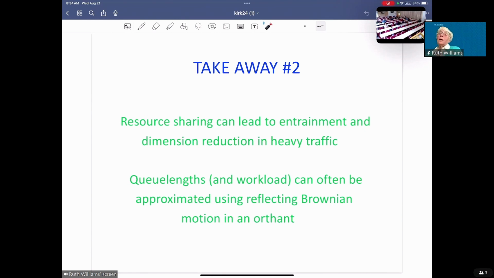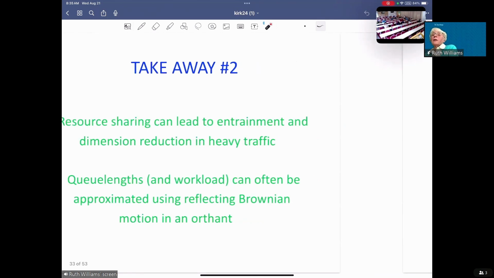But before I do that, what are the things you perhaps should take away from this little discussion of these multi-class queueing networks? Well, one is that sharing of resources can lead to entrainment of stochastic processes like queue lengths that are coupled through a common server. And that can lead to dimension reduction in this heavy traffic or balanced regime. And we can actually exploit that often to prove diffusion approximation for the queue length process, which through the dimension reduction reduces to the study of that W process, which is usually called a workload process.